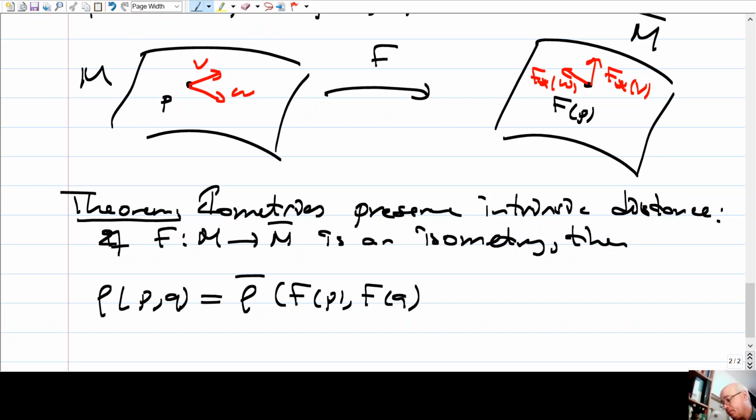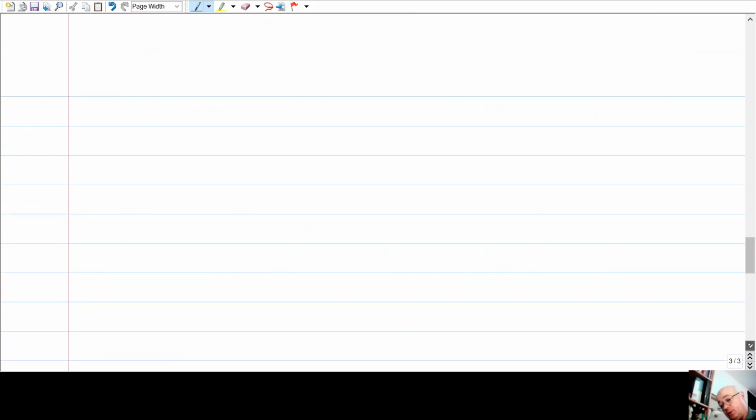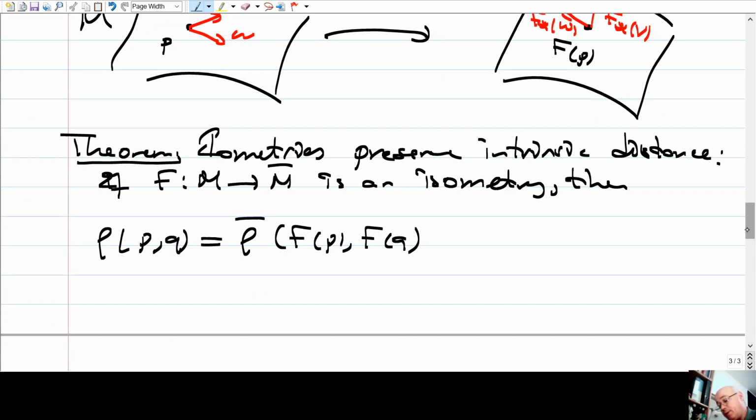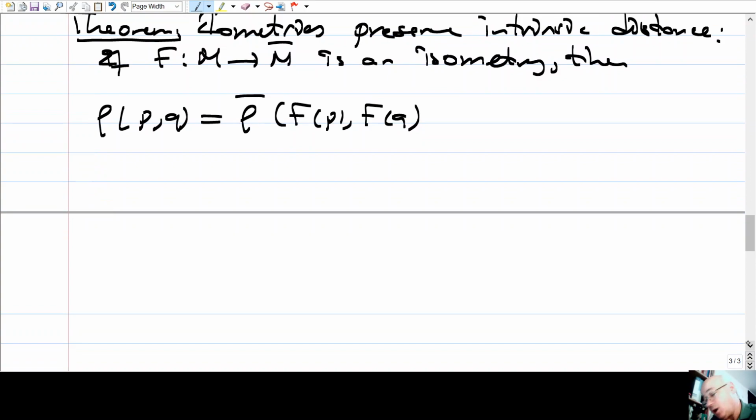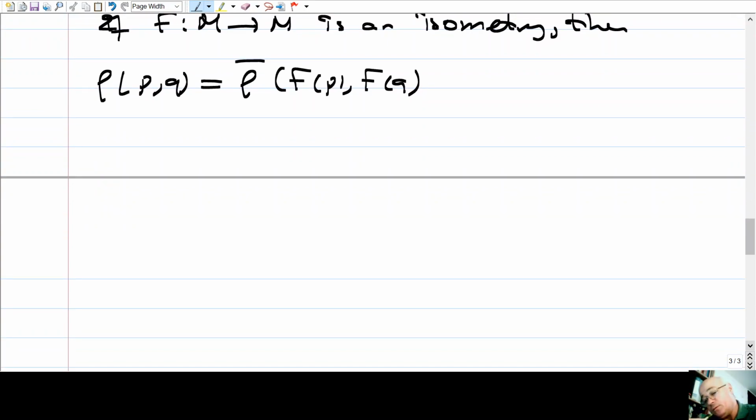M bar. And the proof is simple because we measure distance by the lengths of curves, and the length of a curve is basically the integral of the norm of the tangent vector of the curve joining P to Q. And since isometries preserve inner product, the lengths of tangent vectors are preserved. So that's the proof. Let's see the details.